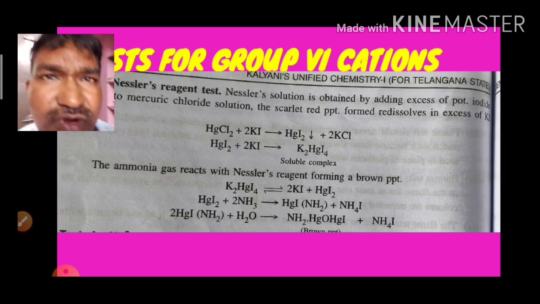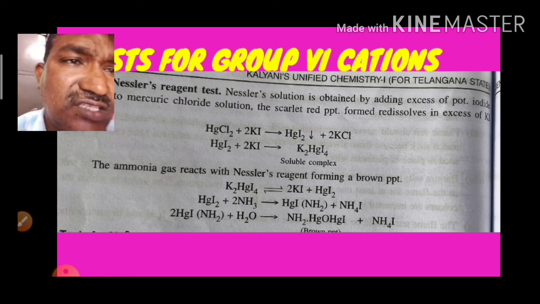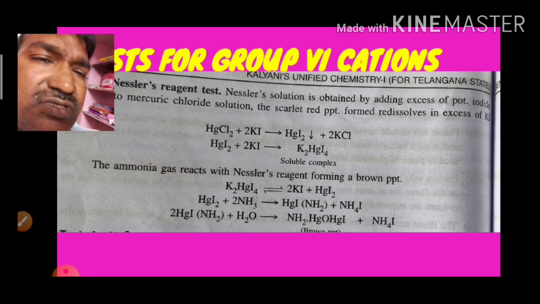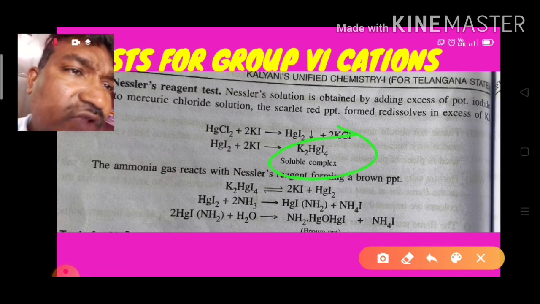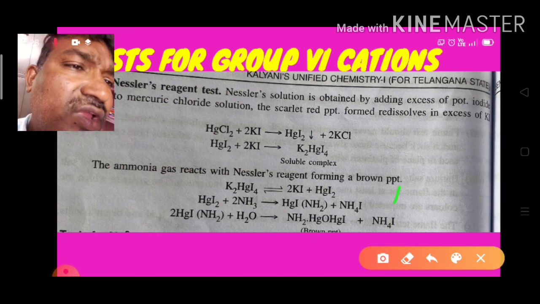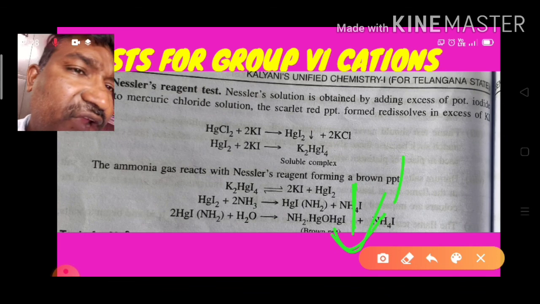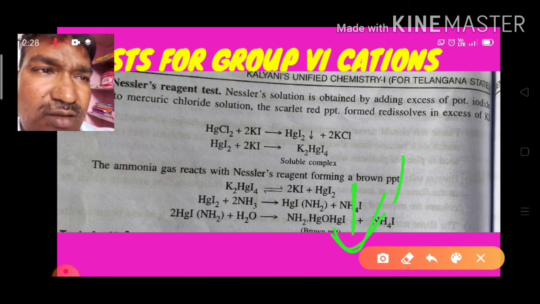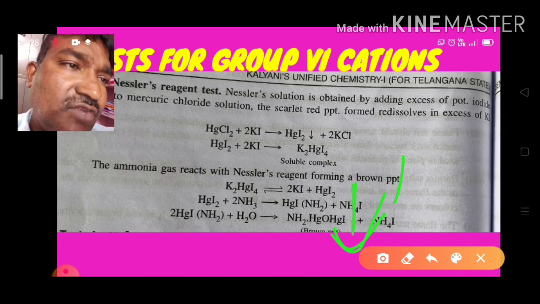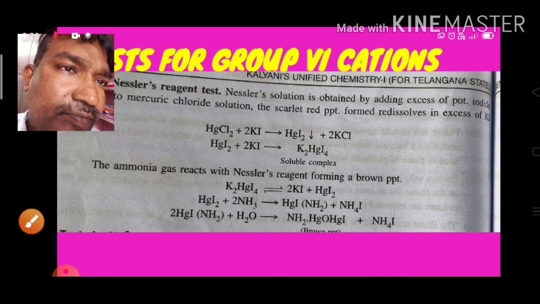Next we go for the ammonium ion test. Ammonium ion is identified by using the Nessler's reagent. Nessler's reagent is K2HgI4. When K2HgI4 is added to the ammonia solution, we get a reddish brown color precipitate in the form of a small powder. That is very interesting, so we have to remember.